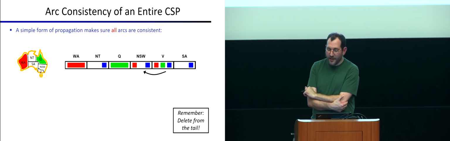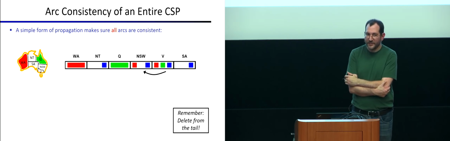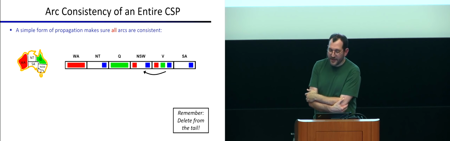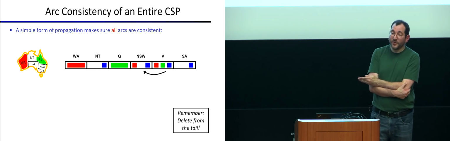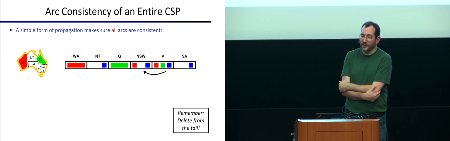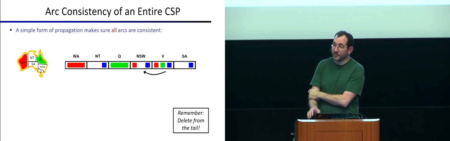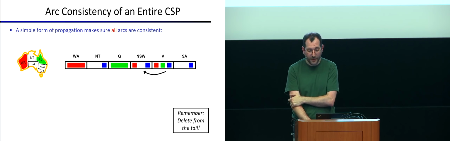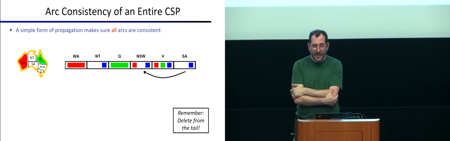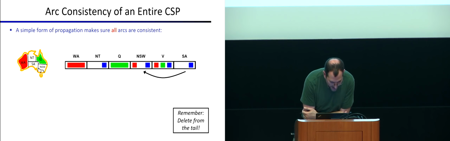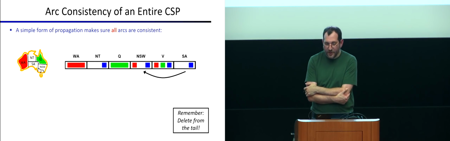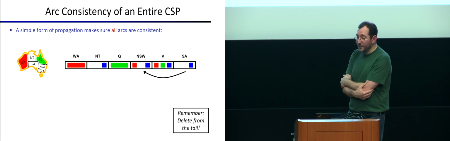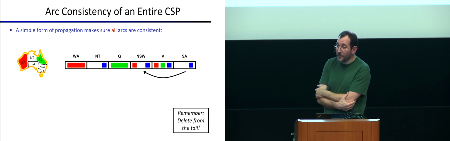Check. Okay, how about green? That's fine, because if I assign green at V, then NSW could be either red or blue. What if I assign red? Well, now at NSW, I can't use red, but I can use blue. So this arc checks out. We declare it to be consistent, and we let it get on with its day. All right, let's look at this one. SA to NSW, right? Keep staring at the map. SA and NSW are adjacent, so I'm going to look at SA, and I'm going to say, well, what's in the tail? Blue. If I pick blue, do I have a choice at NSW that will be okay?